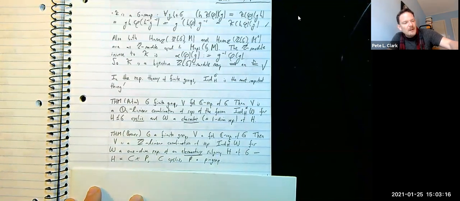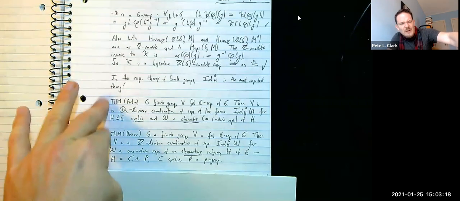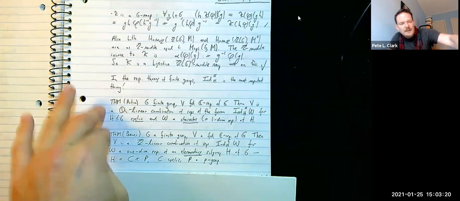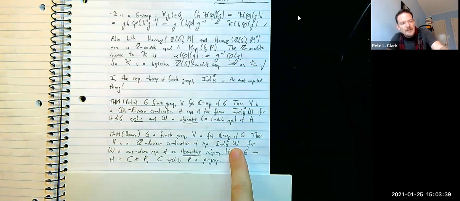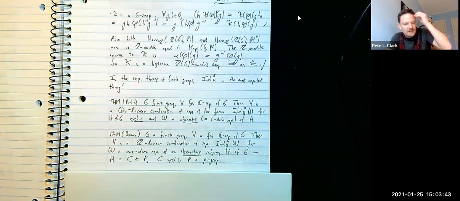So Brauer came along, right around the middle of the 20th century. One of his greatest theorems: same setup, you have a finite group, you have a finite dimensional complex representation, then it's a Z-linear combination, so that's better, of induced representations. Now each W is a one-dimensional representation, so just kind of a true character, if you will, a homomorphism into C star.